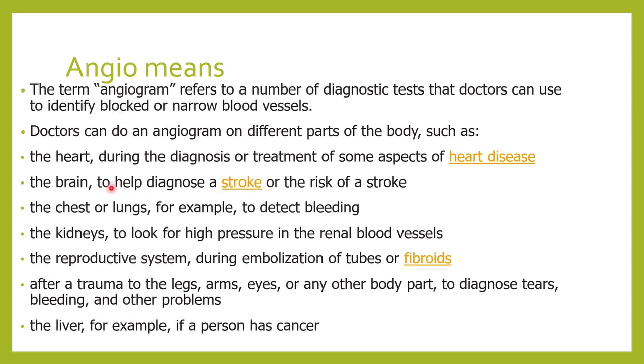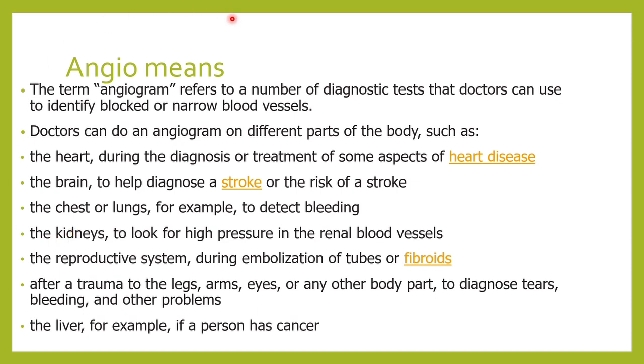So for the brain we do it to see if there is any risk of stroke, etc. We can do it on the chest or the lungs to detect if there is any abnormal bleeding. We do it in kidneys to look for high pressure in the renal blood vessels. We do it in the reproductive system when we have to do the embolization of the tubes, or when we have to do the embolization of the fibroids, or we do it in the legs, etc., whenever there is a trauma, whenever there is an injury to the arms, to the eye, or any other part of the body, to detect if there is any tear, etc., if there is any bleeding, we can do this angiogram. Sometimes we do it in the liver to see if a person has a cancer.